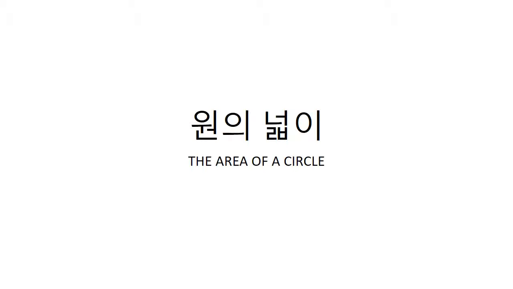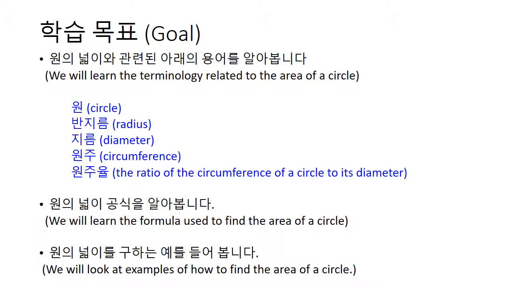Today's lesson is about 원의넓이, the area of a circle. There are three main learning objectives for today's lesson. The first is 원의넓이와 관련된 아래 용어를 알아봅니다. We're going to learn about the terminology below related to the area of a circle. The second is 원의넓이 공식을 알아봅니다. We will be learning about the formula used to find the area of a circle. And third, 원의넓이를 구하는 예를 들어봅니다. We'll be looking at examples of how to find the area of a circle.